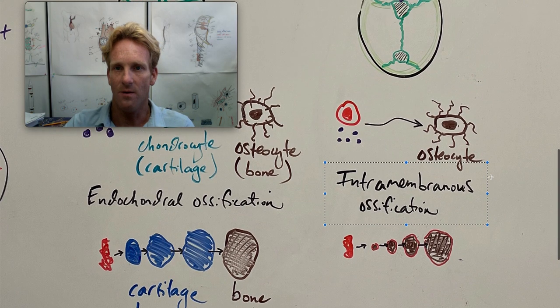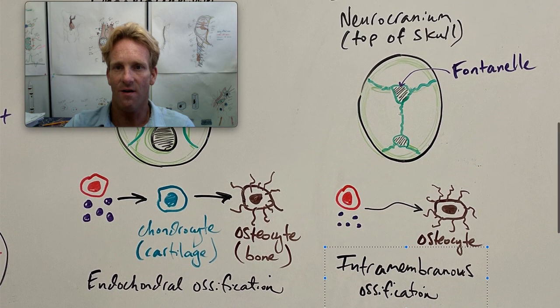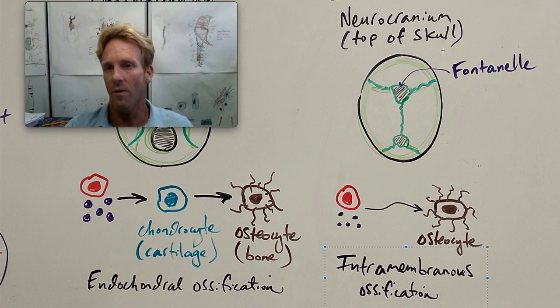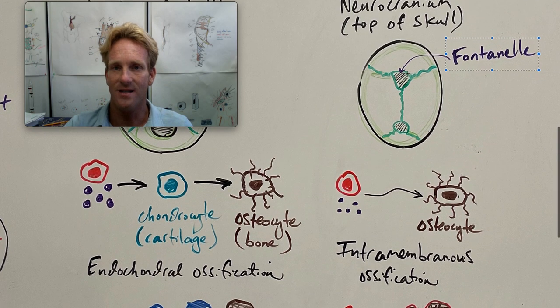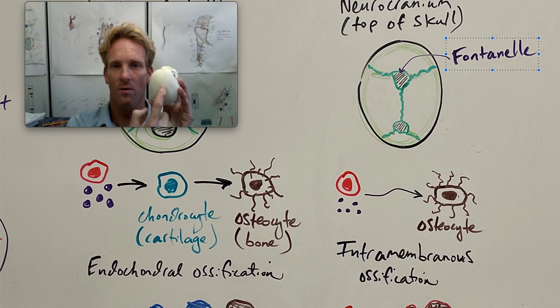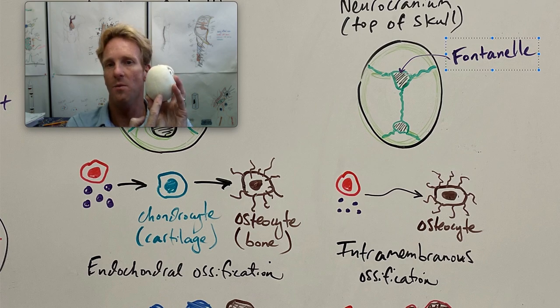Now, in a baby, you'll notice that babies have these areas where the bone hasn't completely grown big enough to seal off the brain. They're called soft spots. Another word for them is a fontanelle. You have an anterior fontanelle, which is right there where the two parietal bones meet up with the frontal bone. And then you have a posterior fontanelle. That's where the two parietal bones meet up with the occipital bone in the back.